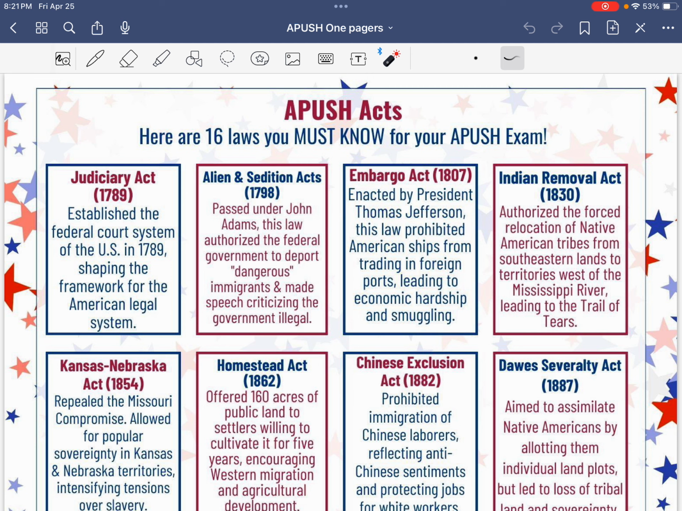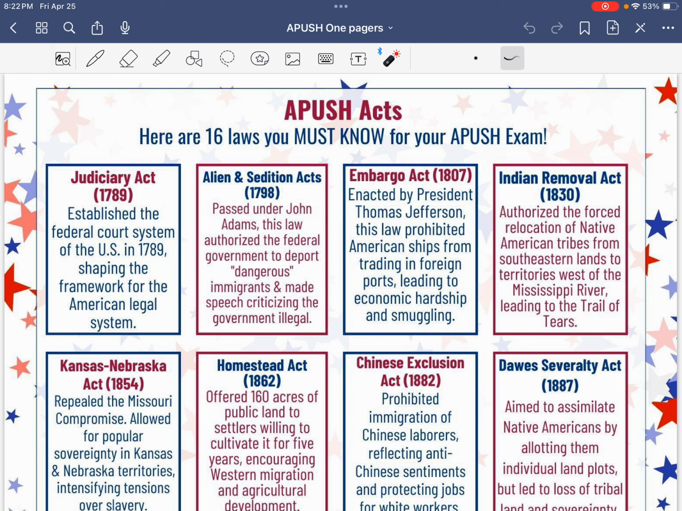All right, let's move on to the Alien and Sedition Acts, 1798. This is time period 3. This is John Adams' presidency. Our second president allows the president to deport foreigners, essentially, and made it a crime to criticize the federal government, because he was a Federalist and the Democratic Republicans, Jefferson's party, were criticizing him.